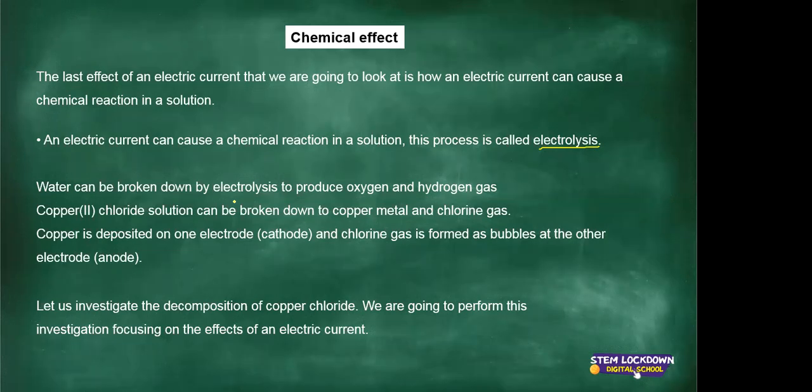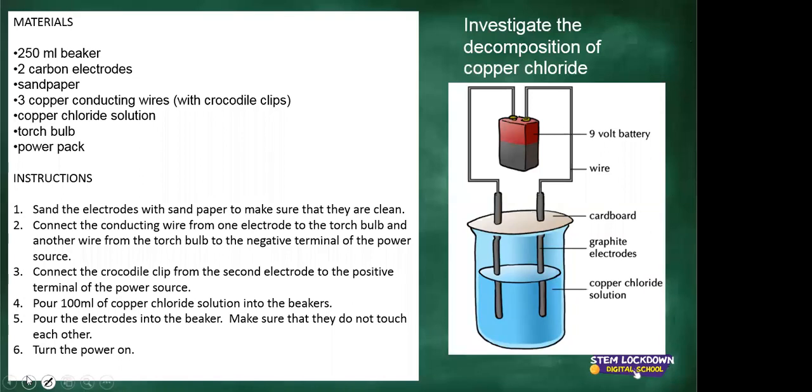Very good. Right, so let us investigate the decomposition of copper chloride, focusing on the effects of an electric current. Okay, so what would we need? We'd need a 250 ml beaker, 2 carbon electrodes, sandpaper, 3 copper conducting wires, a copper chloride solution, a torch bulb, and a power pack.